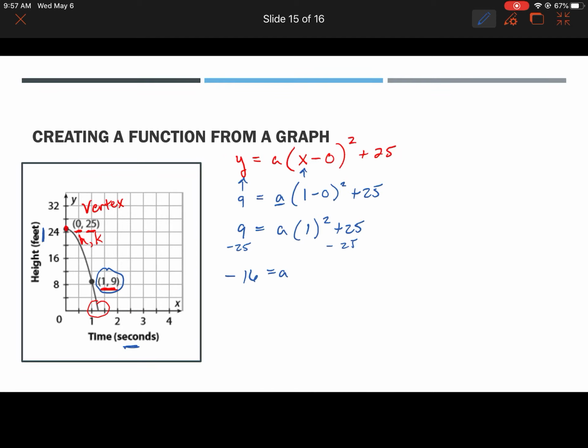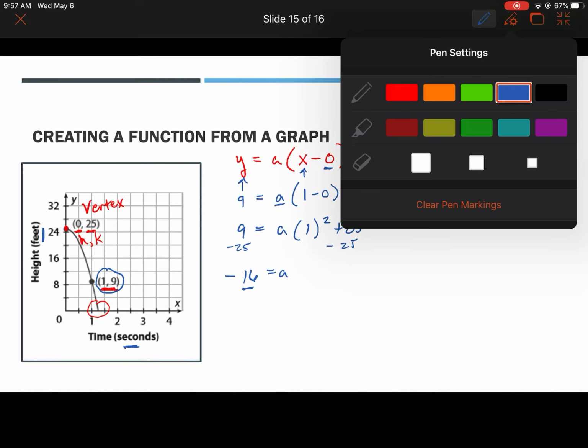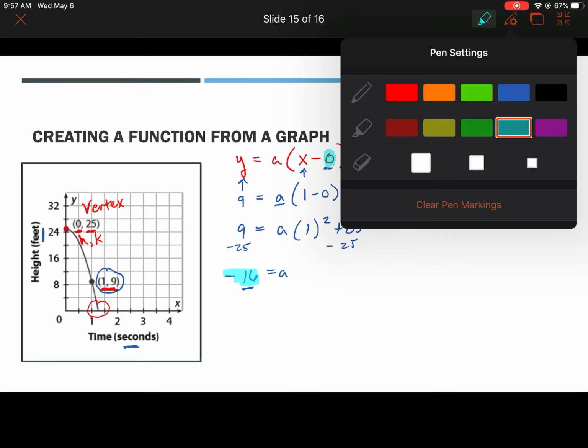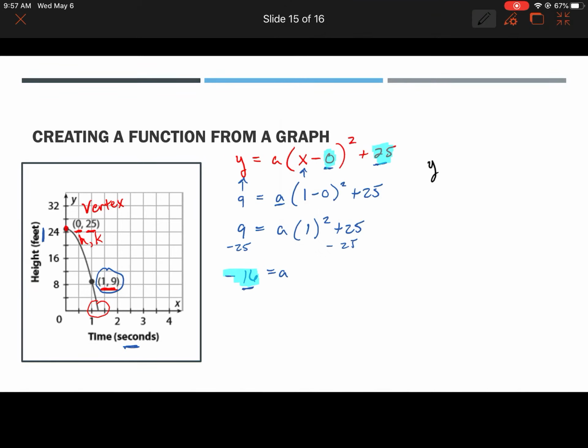Okay, so we have enough information. We have our A value, we have our H value, and we have our K value. I should probably use a highlighter here. So we have our A, we have our H, and we have our K. So we have all the information we need to write the function. We just replace the A with negative 16. We don't have to write x minus 0, but it's not going to be wrong if you don't. But you could just put an x squared here if you wanted to. But I'm just going to write it as x minus 0 squared plus the k value of 25.